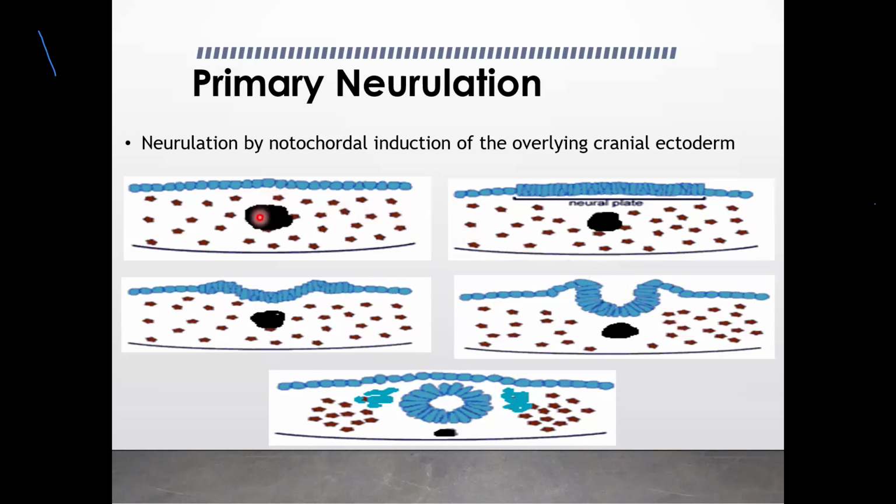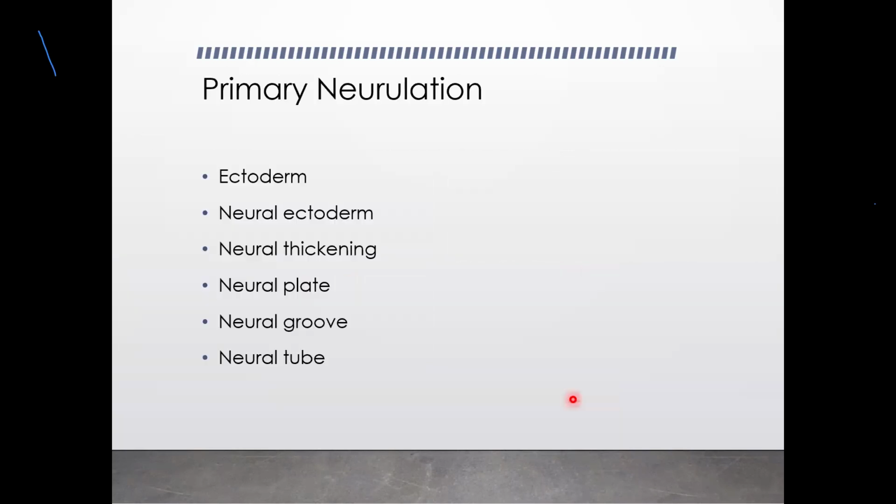You can talk about it like this. You have the notochord inducing the ectoderm. The ectoderm thickens to form the neural plate. Then the neural plate forms a neural groove. And this shows us the neural groove. Then the neural folds will fuse to give us the neural tube. And then the cells at the folds will disintegrate to give us the neural crest cells. That's primary neurulation that is happening cranially on the cranial part of these three germ layers.